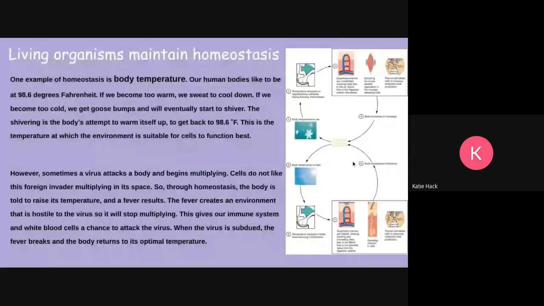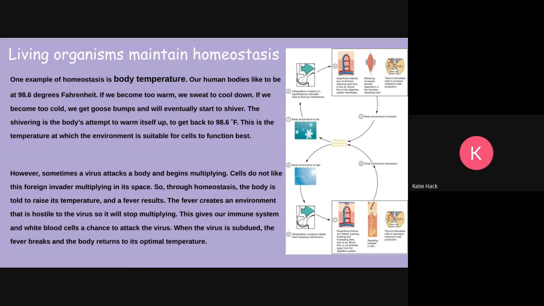Now, living organisms maintain homeostasis. So a great example of maintaining homeostasis is the body temperature. Think about when you're cold, you start to shiver. That shiver is a response to your body temperature dropping lower than the 98.6 degrees. And the shiver will bring your body's temperature back up. I've been doing a lot of that lately.